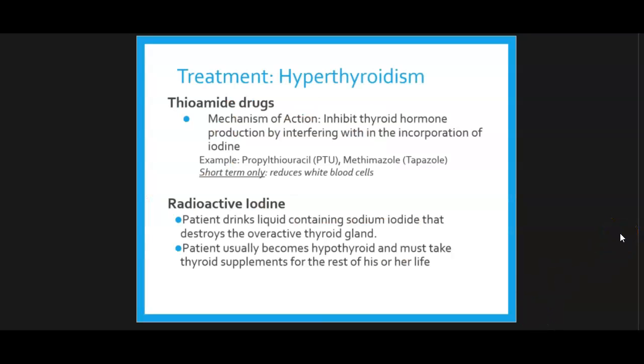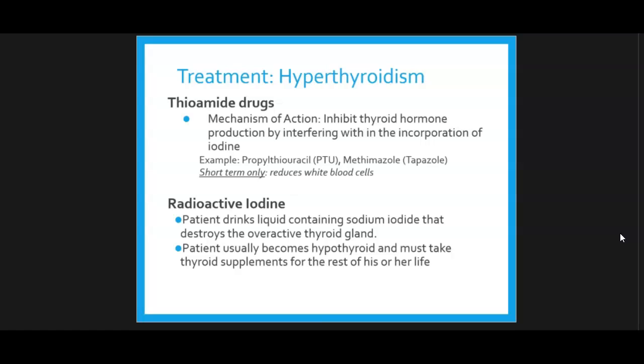Okay, so treatment for hyperthyroidism. How is hyperthyroidism treated? There are a couple of different drug treatments. Thionamide drugs inhibit the production of thyroid hormones. So when you have an overactive thyroid, if you take a thionamide drug, it's going to inhibit the production of thyroid hormones.